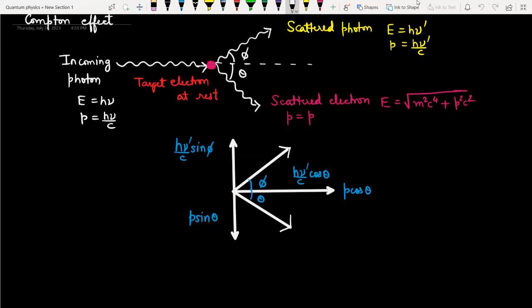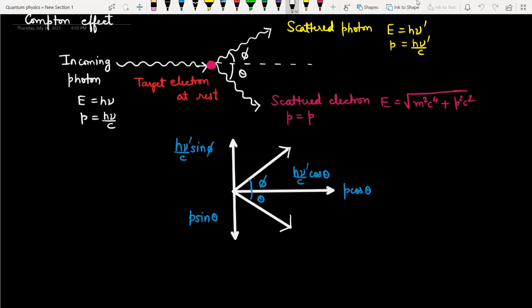Now the energy of the scattered electron, we are writing this as E is equal to the square root of m square c raised to the power 4 plus p square c square. This is a very familiar equation. It's the expression for our relativistic energy, and we are assuming some momentum of the electron, P is equal to P. We are not writing the exact expression, as we don't need the exact expression for the linear momentum of the scattered electron. We are just assuming that momentum to be P.